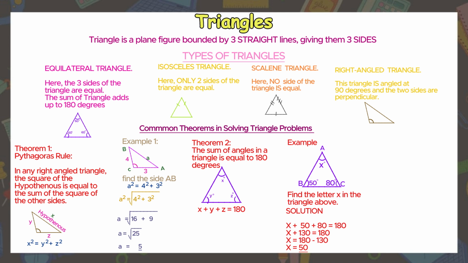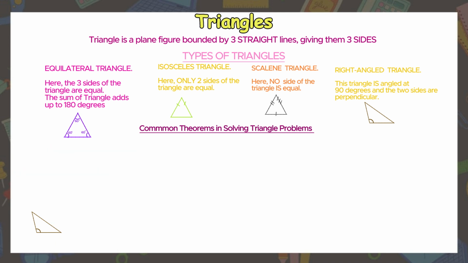Now, the other theorem, that is theorem 3. The next theorem. This theorem says that the two opposite interior angles in a triangle are equal to the exterior angle. The two interior opposite angles of a triangle are equal to the exterior angle.